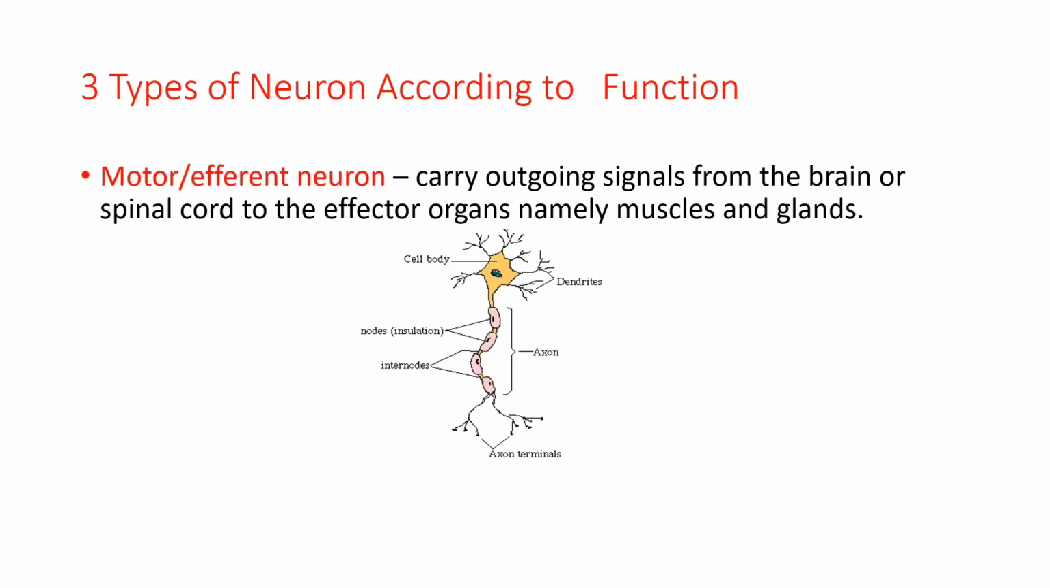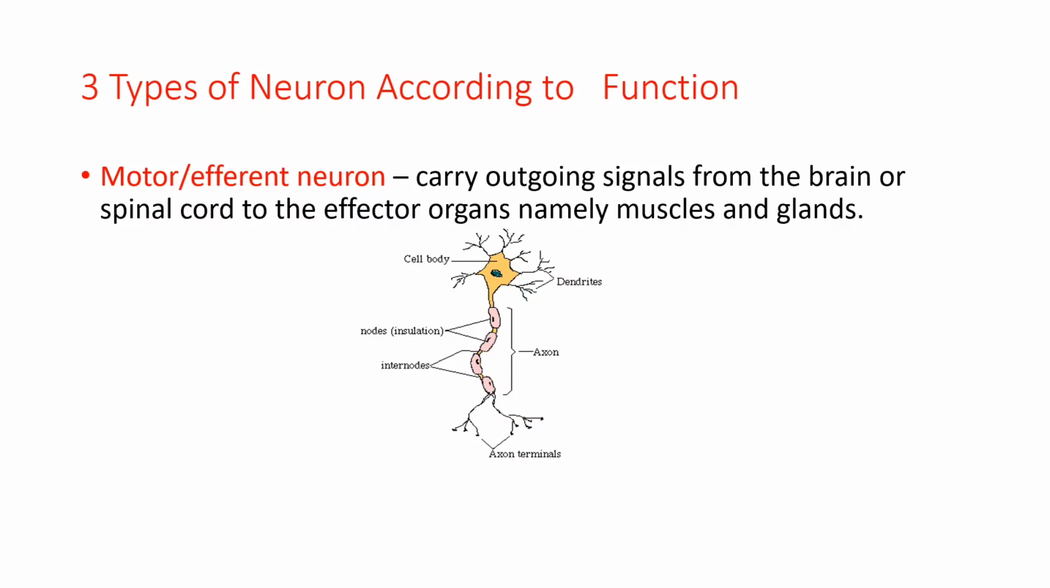Now, the third type of neuron is the motor or efferent neuron. Motor means movement. Carry outgoing signals from the brain or spinal cord to the effector organs, namely muscles and glands. So, motor neurons are located in the muscles and glands.